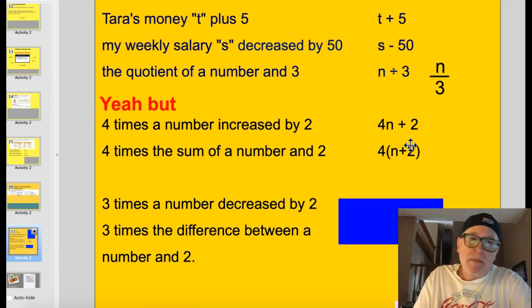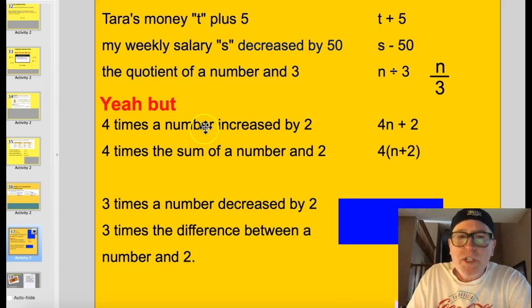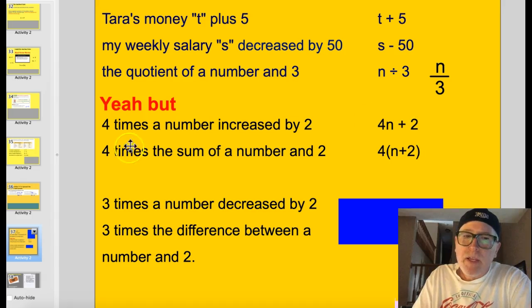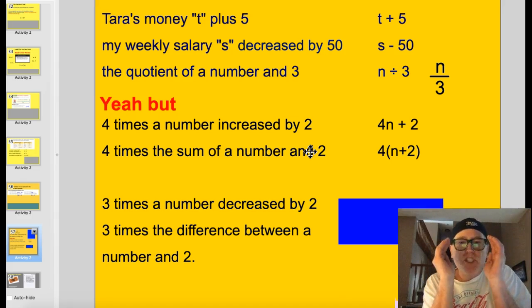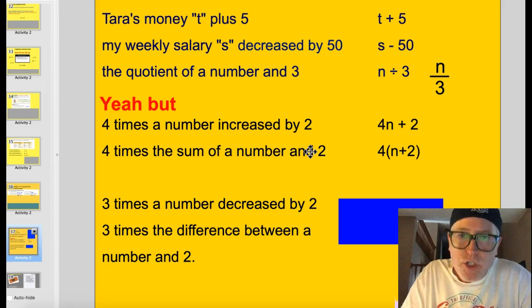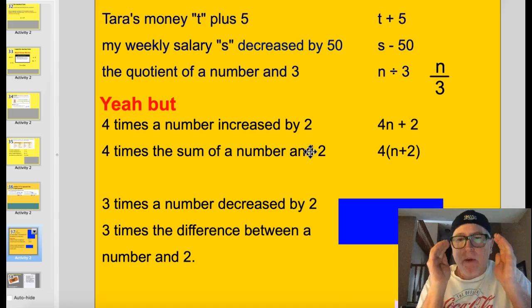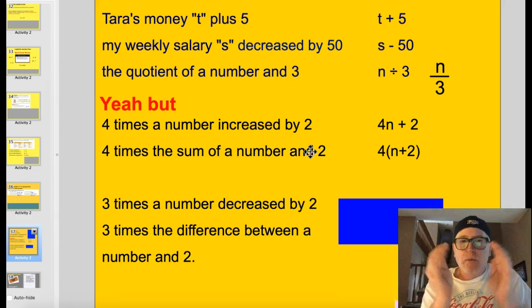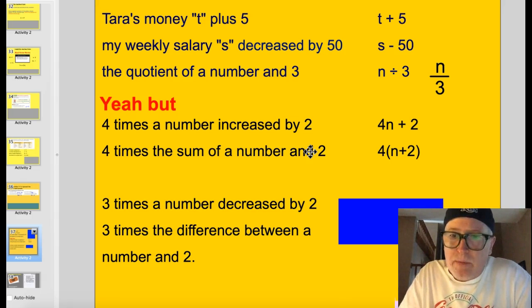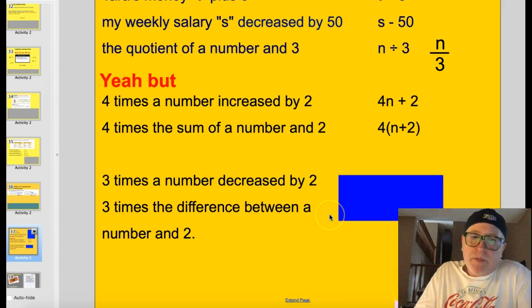All right, here's the yeah but. Yeah but 4 times a number increased by 2 is 4n plus 2. 4 times the sum of a number and 2 is going to have a set of parentheses in here. We have to do the sum of the number first. So we're taking 4 times the sum of a number and 2. And you're going to see me do that all the time. You see me do like this in class, you know what I'm talking about. Hey, when you hear the word sum or difference, there's usually a set of parentheses in there. We'll see if you can do one.